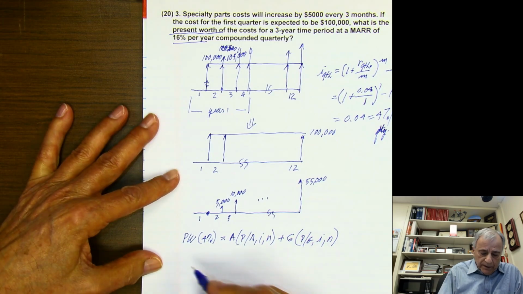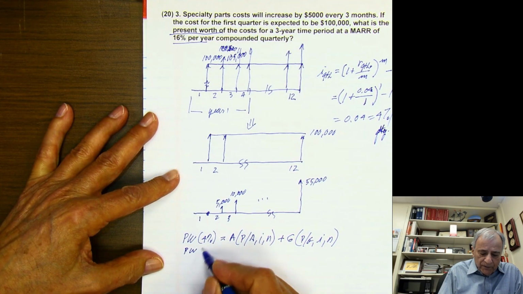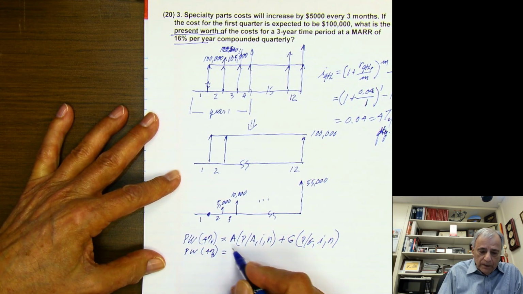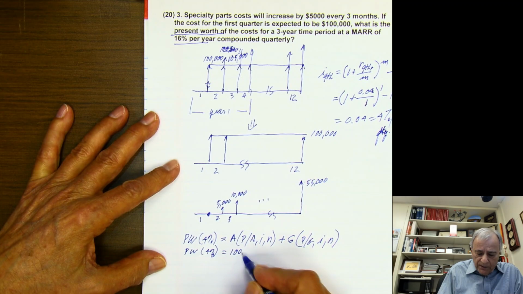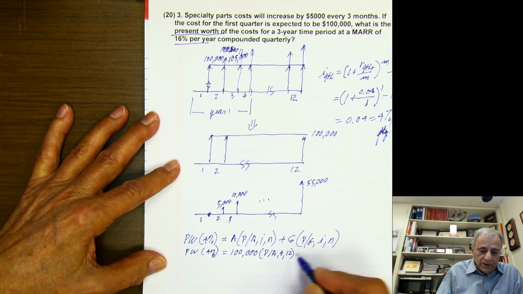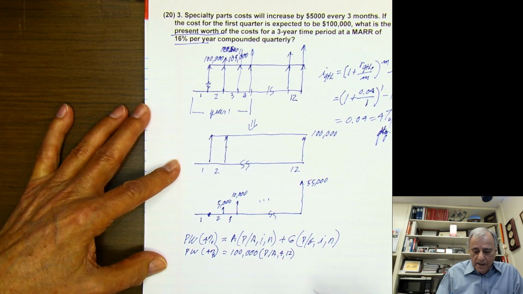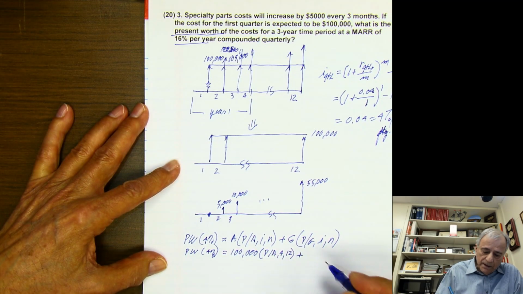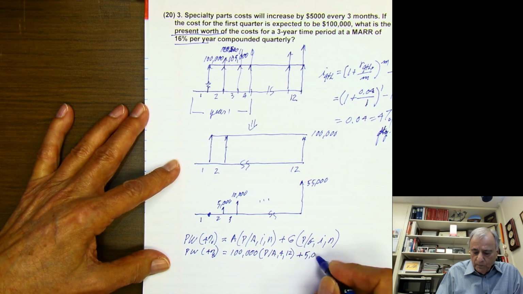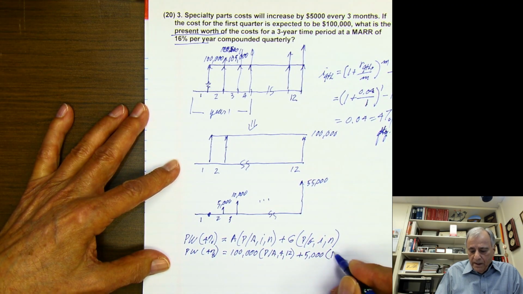Then we're going to plug in the values. Present worth at 4% is equal to, A is 100,000, P given A, 4% for 12 quarters. There's 12 of these, okay? Plus G, well, G is $5,000, P given G, 4% for 12 quarters also.